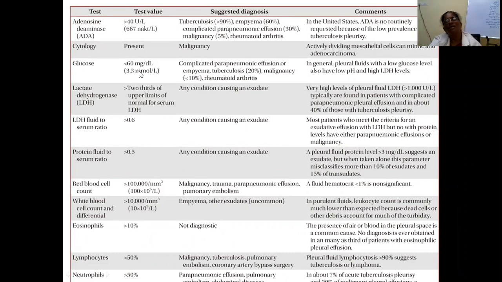Glucose levels will be less in empyemas and tuberculosis. And similarly, we have to do cytology to know if any RBC are there or any WBC. If there are WBC, we should do the differential count, where the lymphocytes are more in case of tuberculosis, and neutrophils are more in parapneumonic effusions.